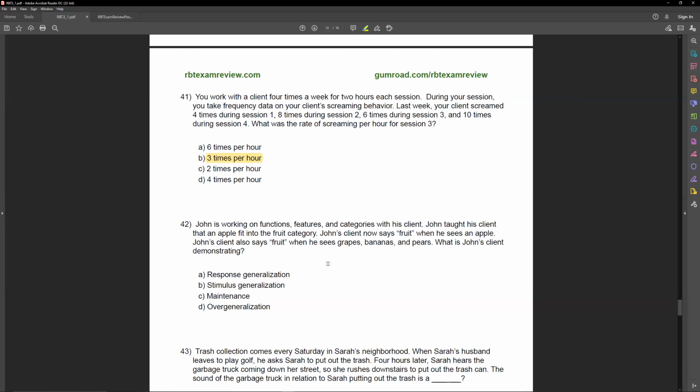Okay, 42. John is working on functions, features, and categories with his client. John taught his client that an apple fit into the fruit category. John's client now says fruit when he sees an apple. John's client also says fruit when he sees grapes, bananas, and pears. What is John's client demonstrating?